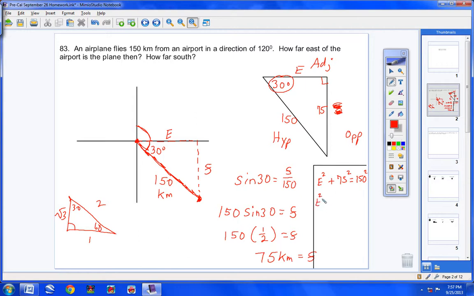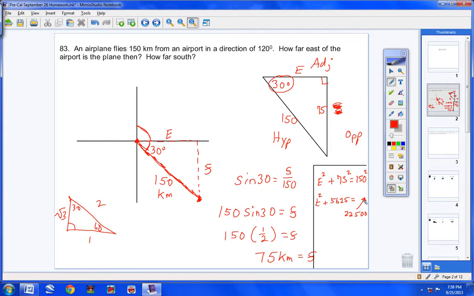Now I hope I don't run out of room here. 75 squared, let me grab my calculator real quick. 75 squared would be 5,625. I'm probably going to run out of room. And then 150 squared would be 22,500. So I'm going to draw an arrow. 22,500, and that would go right there.